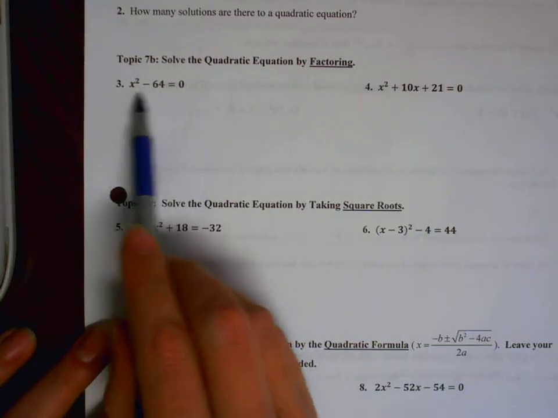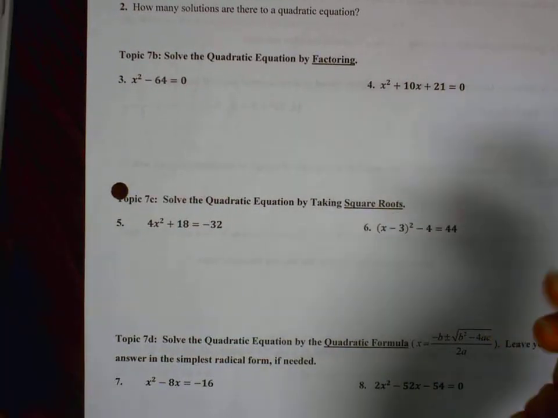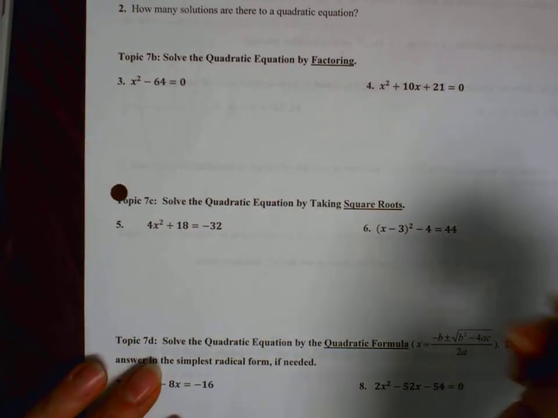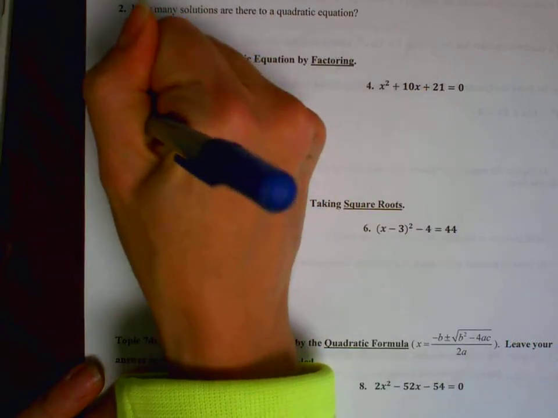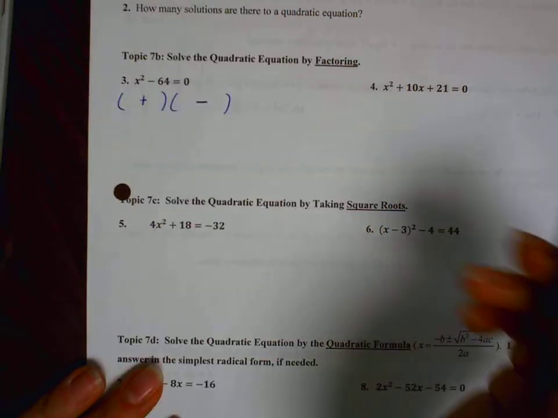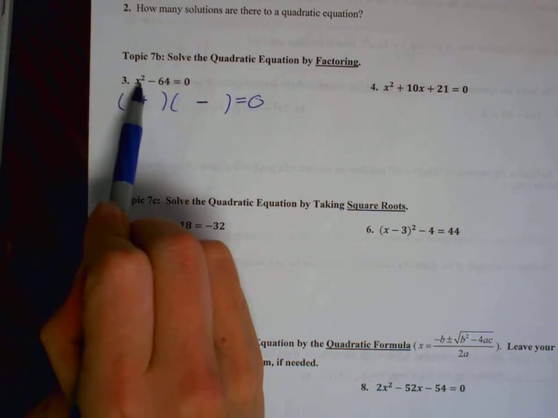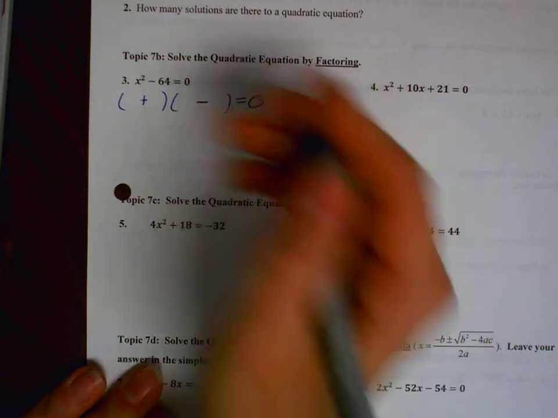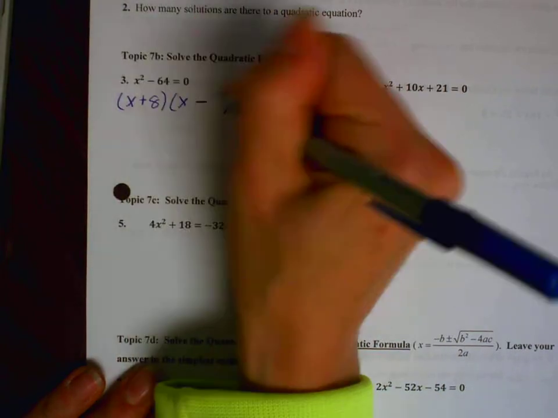This problem right here, there is no GCF. So now I'm going to factor. Hopefully you recognize this as the difference of squares. I have a perfect square and a minus sign. So that means I have one plus, I have one minus. I take the square root of this first term, which is x squared. The square root of x squared is x, that goes here. The square root of 64 is 8, that goes here.